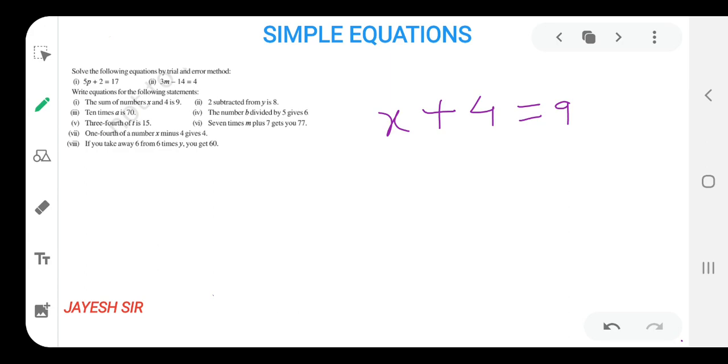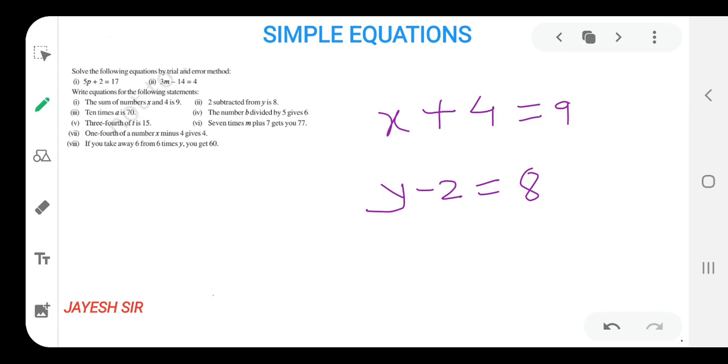2 subtracted from y. From means the term after from will come first. So I am writing y here, from y. What is to be subtracted? 2. So y minus 2, and after is equals to we need to write 8. So this is the answer for the second sum.